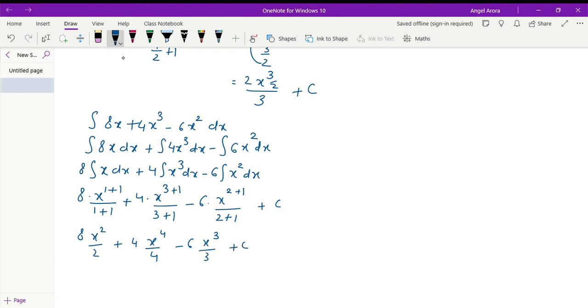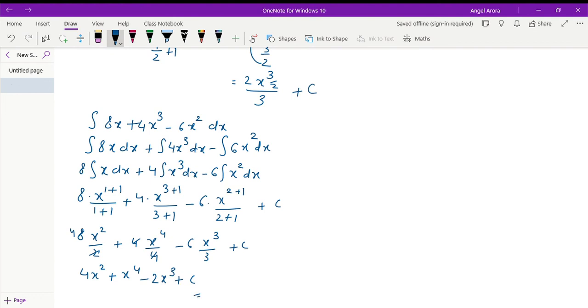So let's simplify it further. 8 will be divided by 2, so we'll get 4. So it will be 4x square plus, 4 and 4 get cancelled, x^4 minus 2x cube plus c.